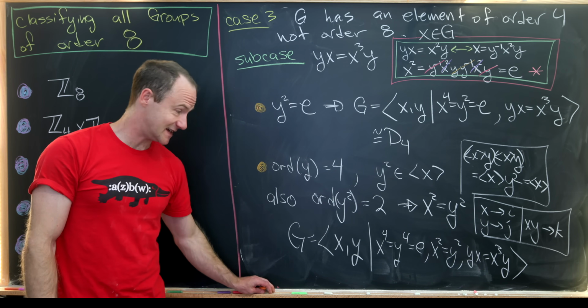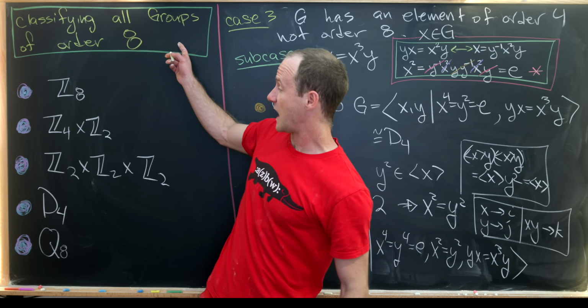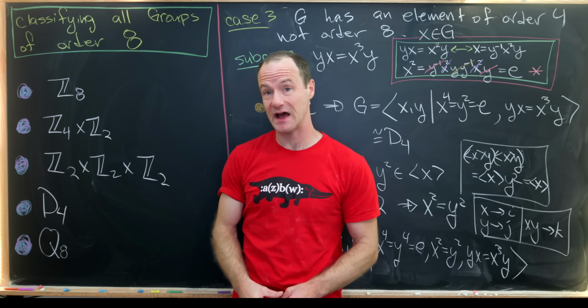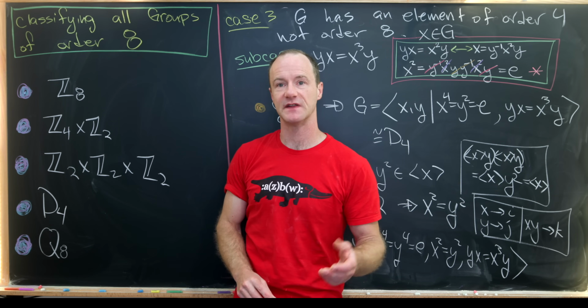Okay, so we did it. We started with a group of order 8, and we showed that it had to fall in one of the following 5 isomorphism classes. And that's a good place to stop.